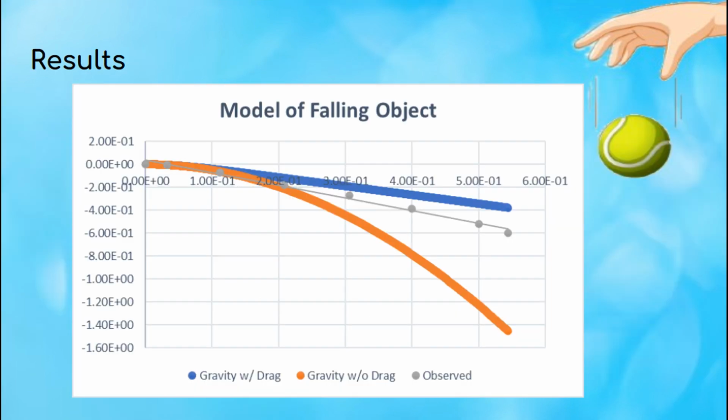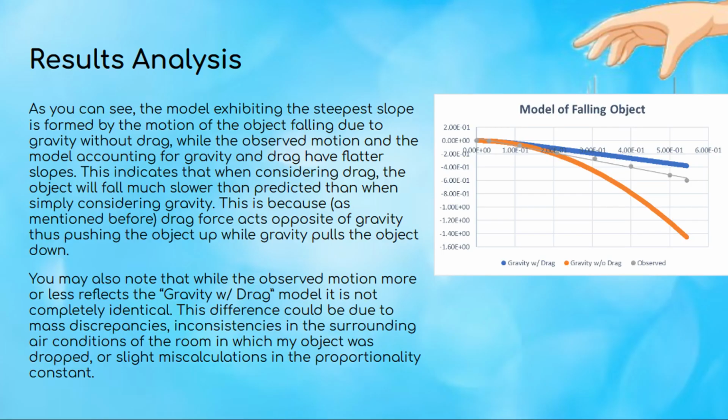This is our resulting graph plotting all three models of our falling object, including the observed Tracker data and both GlowScript codes, accounting for gravity with and without drag. As you can see, the model exhibiting the steepest slope is formed by the motion of the object falling due to gravity without drag, while the observed motion and the model accounting for gravity and drag have flatter slopes. This indicates that when considering drag, the object will fall much slower than predicted when simply considering gravity.